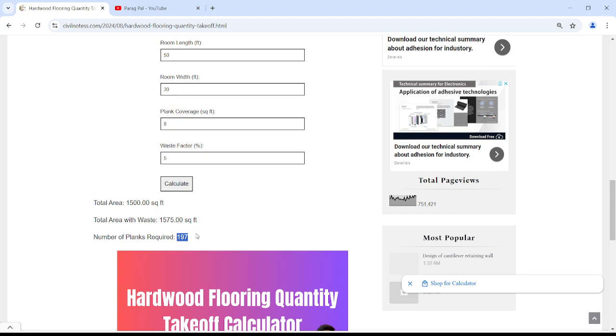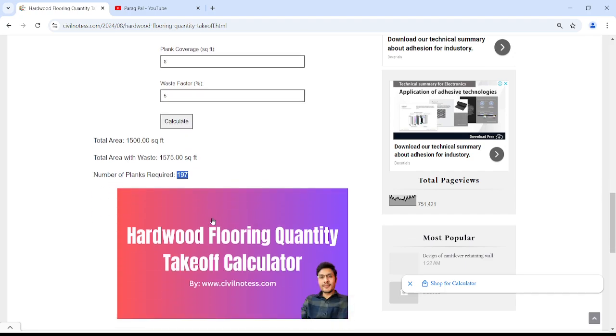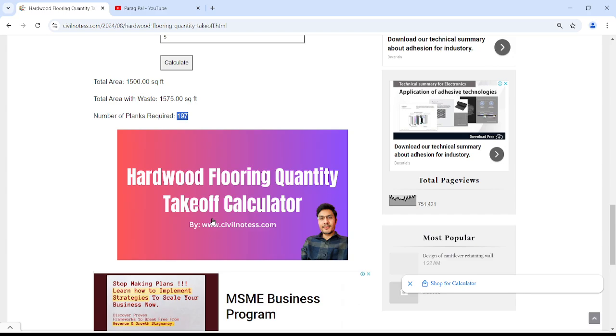So it is very simple and very easy at your fingertips, that you just need to provide the details of the area measurement, provide what product you are going to bring, and here we go with the results. That's what I call Civil Notes.